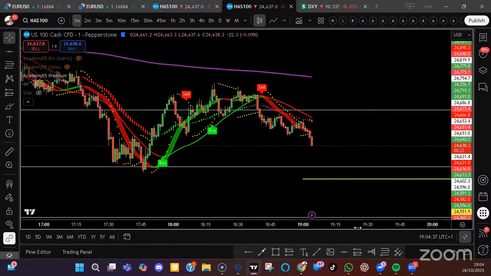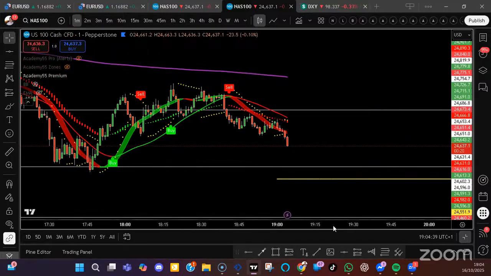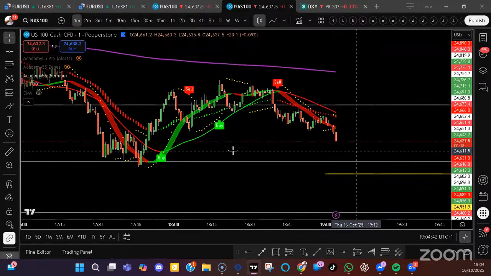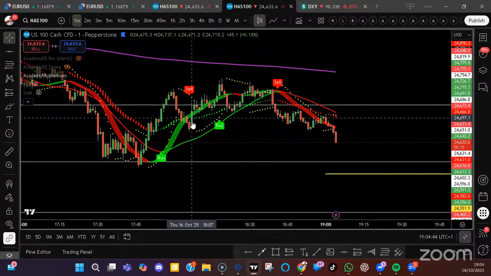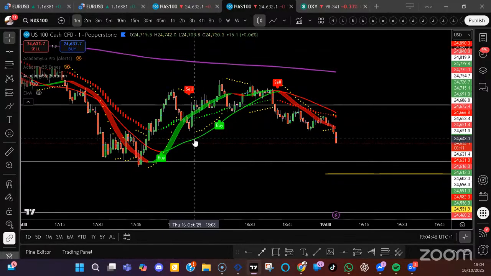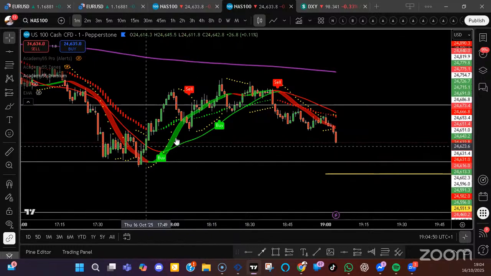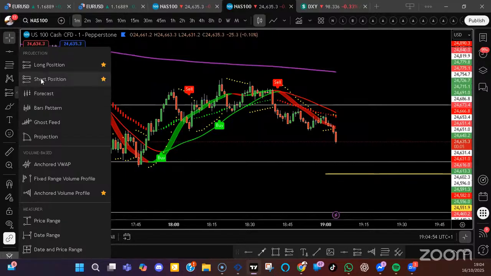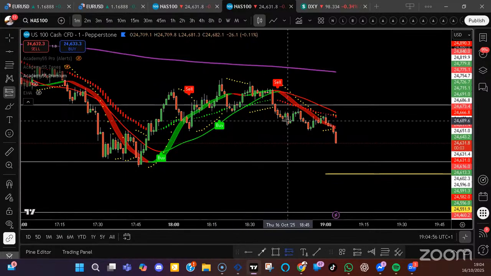And just to prove that it worked, you wouldn't have got into that sell because of the green trend line there. So you'd have to wait for price to be down there anyway. So you wouldn't have got into that one, but you would have got into that one. Short position.